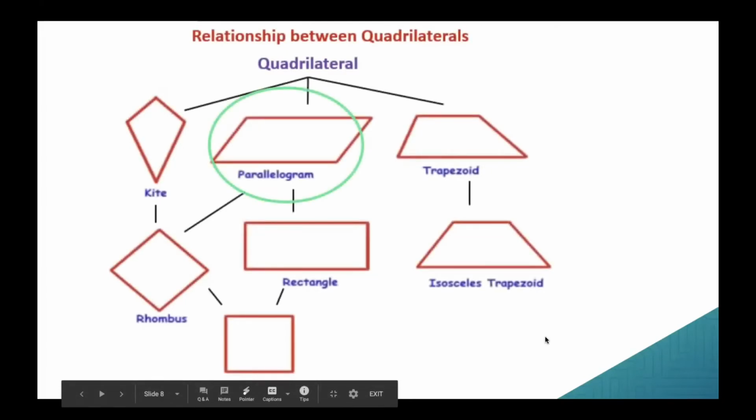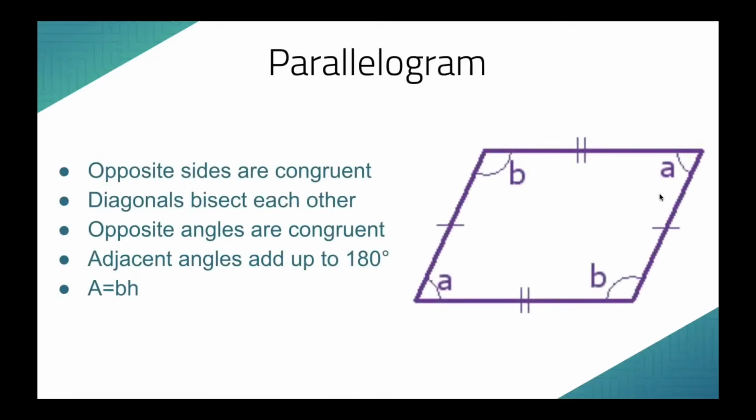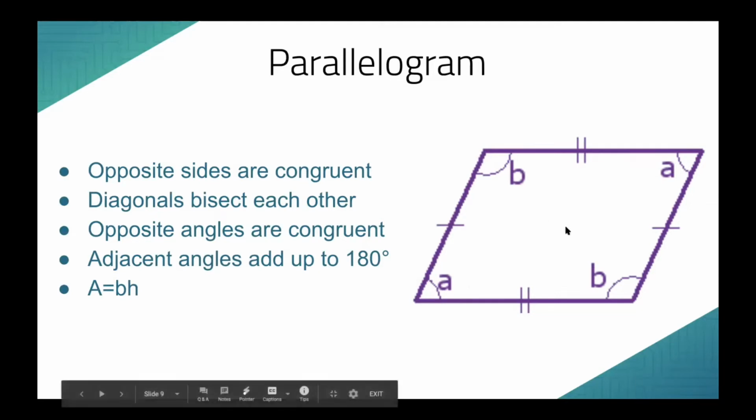Next, we have parallelogram. So for every parallelogram, the opposite sides are always congruent. So the line on the top and the side on the bottom, they're always congruent, and the side on the left and the side on the right, they're always congruent to each other. And the diagonals from angle A to the opposite angle A and from angle B to the other angle B, they would bisect each other. That means that the diagonals would cut each other exactly in half.